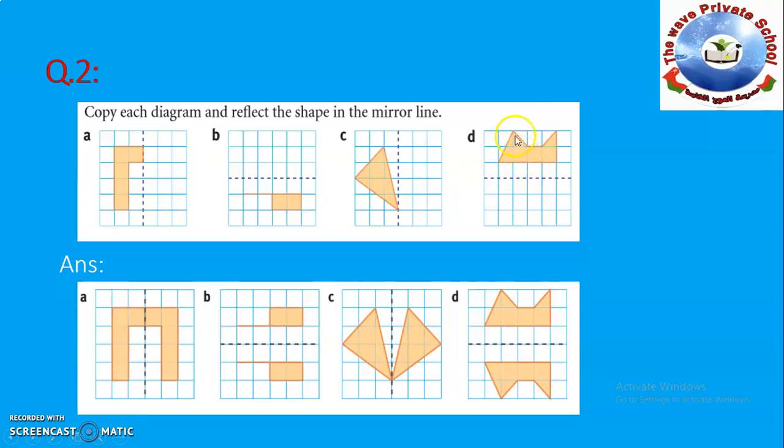In the D part, same like that, if you draw an arrow started from here and 1, 2, 3 blocks away, on the opposite side 1, 2, 3 blocks away, just take an arrow started from here and ends up till here. In this way, started from here 1 block away and 1 block away up till now. So by making arrows, you will draw the shape same like that, object 1 block away and image 1 block away, and in this way this is the image of this shape.